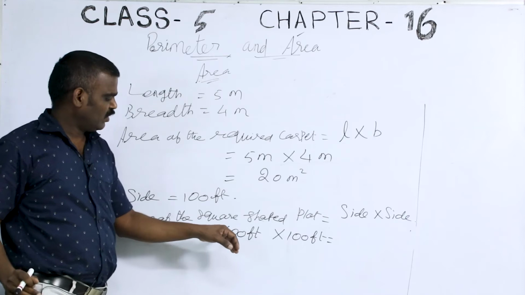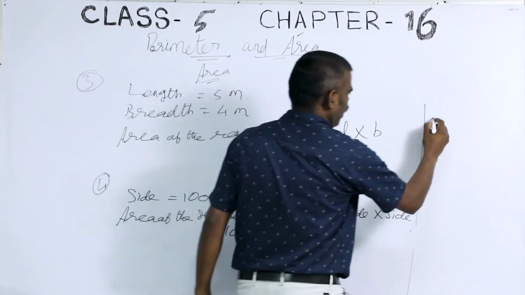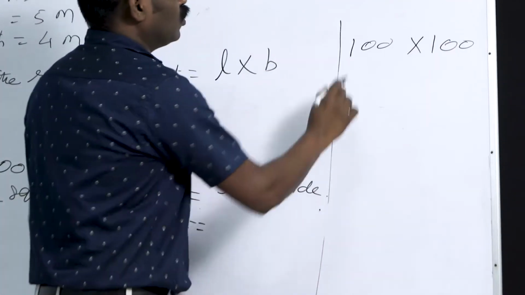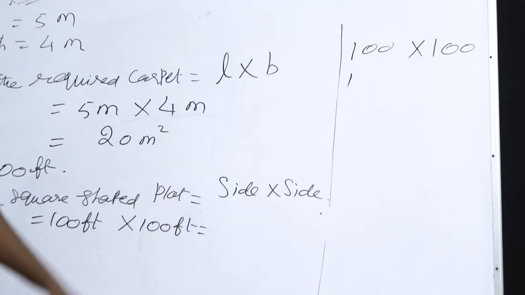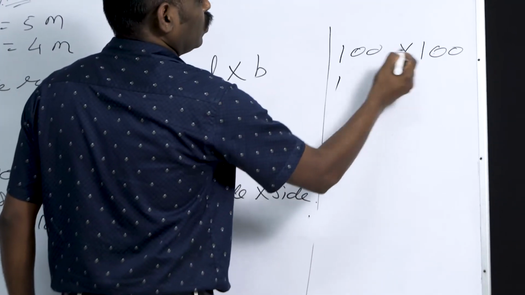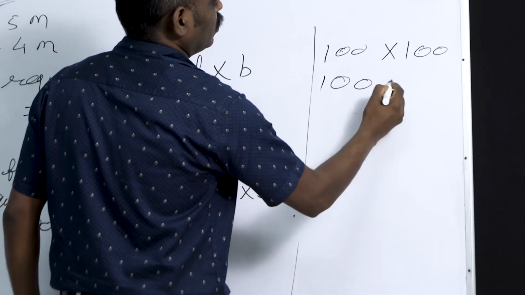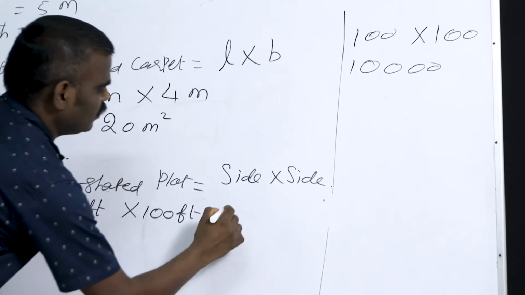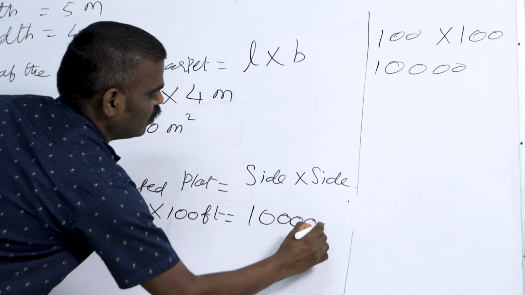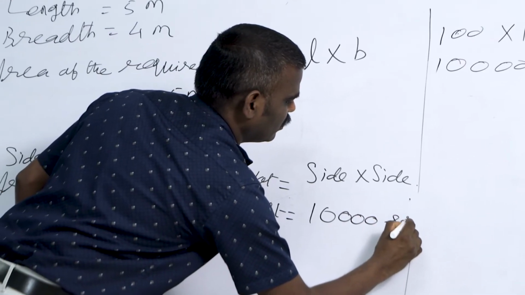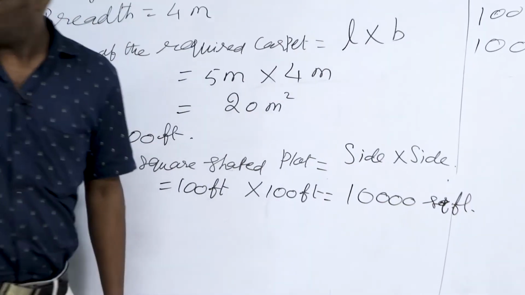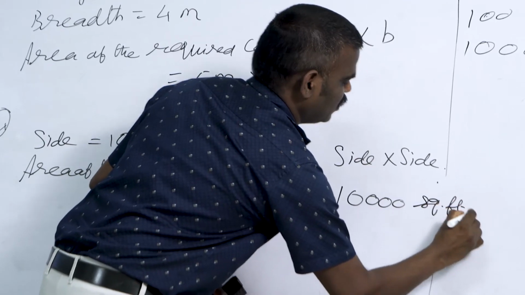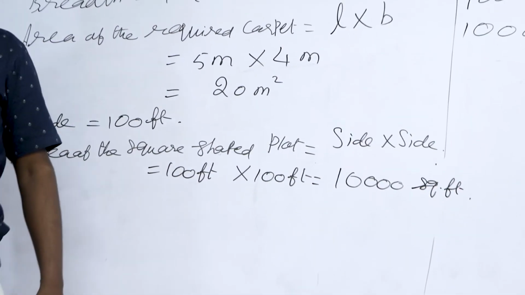Listen. If the first number is 1, the rest all zeros. Again the first number is 1, the rest all zeros. So 1 into 1, 1 only. The remaining zeros, how many are there all together? 1, 2, 3, 4 zeros. Add them, 1, 2, 3, 4. Finish your answer. No need of multiplying 0, 0, 0, all those things, right? So 1 followed by 4 zeros, 10,000 square feet. Now cost.